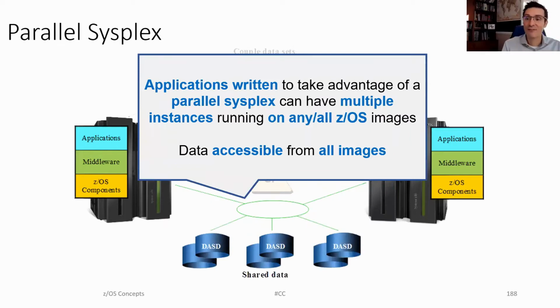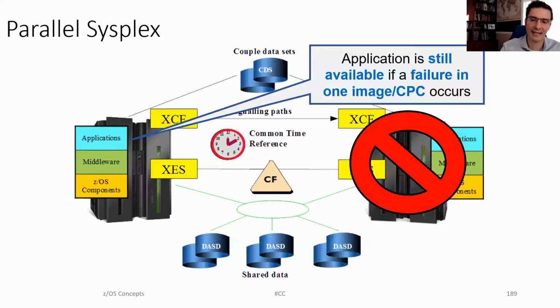So now I have this XCF, which allows communication between the two systems. I have XCS in conjunction with the coupling facility, which allows me to share data between those systems in a very fast and robust manner using shared memory. In this case, applications written to take advantage of parallel Sysplex can have multiple instances of their application running on all the systems in the Sysplex or some of the systems. And I now have easy data access from all the images, and I have high availability.